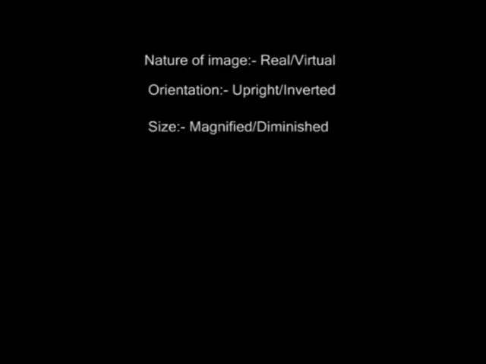1. Nature of the image. Is it real or is it virtual? 2. Orientation. Is it upright? Is it inverted? 3. Relative size to the object. Is it magnified? Is it diminished? 4. Position on the principal axis. Is it at F, between O and F, between F and C, or at infinity, and on which side relative to the object?